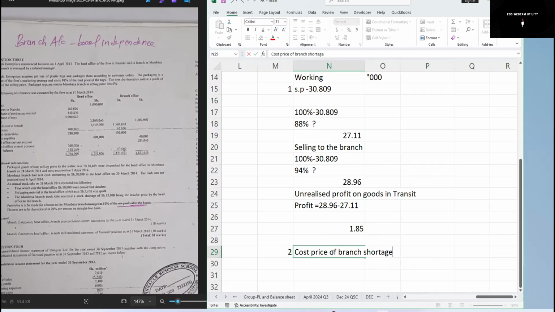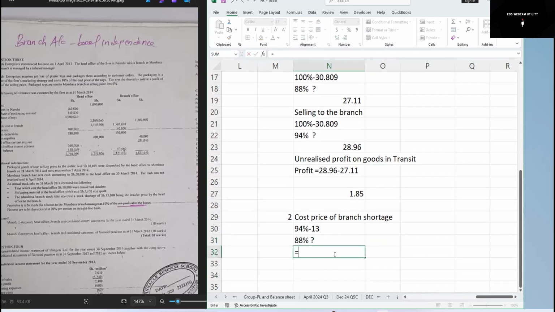So to say, if 94% is equivalent to 13, what about 88? 88 multiplied by 13 divided by 94. So if 94%, the selling price to the branch, they are selling it at 94%, which is equivalent to 13. What about the cost, which is 88? So we'll get the cost.